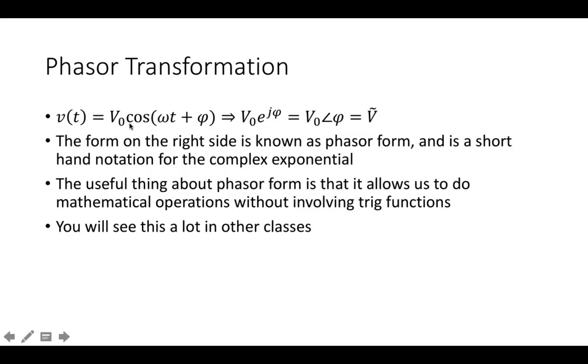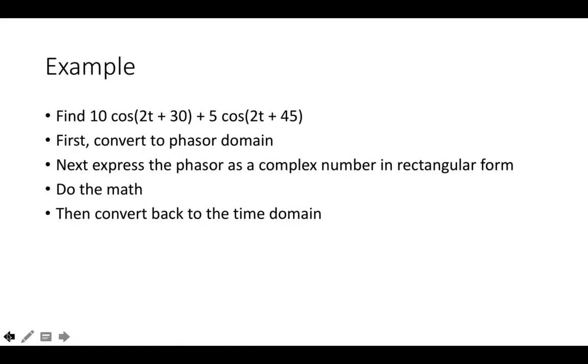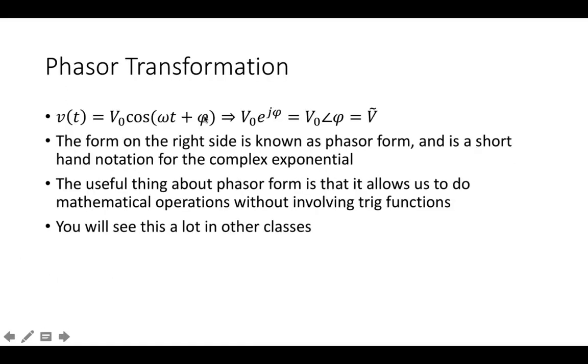So basically, here's what the phasor transformation looks like, and this goes both ways. In other words, if you're given V naught cosine omega t plus phi, you can transform that into the phasor domain by taking the magnitude and the phase and just directly writing the expression V naught e to the j phi. And in electrical engineering, we abbreviate e to the j phi with this angle phi notation. So we take V naught and we take phi, and we just write those in phasor notation.